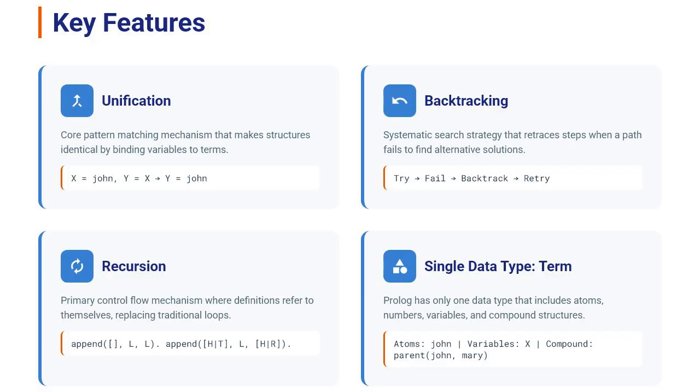Third, recursion. Prolog uses recursion as its primary control flow mechanism. Instead of loops, you define solutions in terms of themselves. Recursion is fundamental to how Prolog programs work. Fourth, single data type, term. Prolog has only one data type, called a term. Everything in Prolog is a term, whether it's a number, an atom, a variable, or a complex data structure.